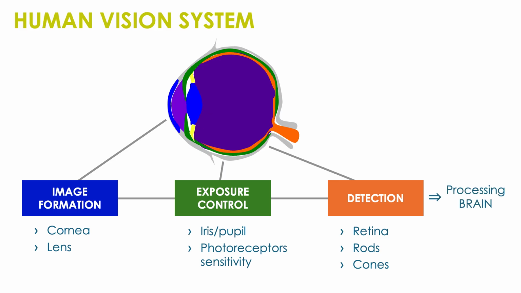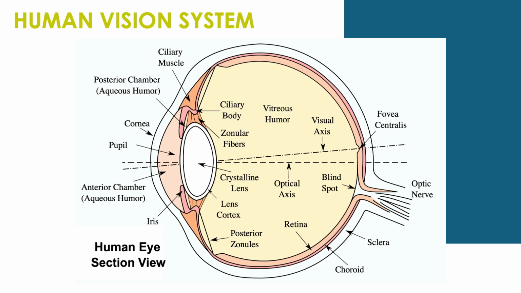Well, now, once the image is detected, it is then transmitted to the brain through the optic nerve, and the brain will interpret the image. In this slide, you can see the anatomy of the vision system, and you can see how complex our vision system is and how complex the eyes are. So let's delve into the three stages.